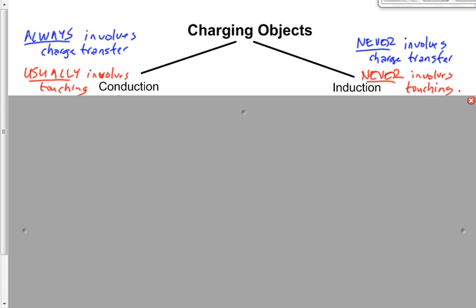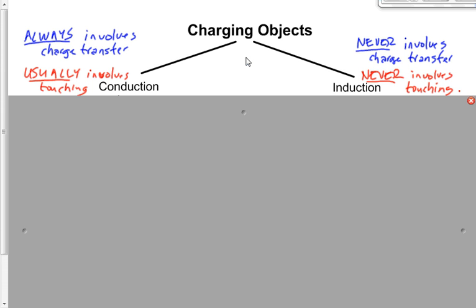So, if you've charged an object and the two objects touched each other, then it must have been conduction. If you've charged an object and there wasn't a charge transfer, then it must have been induction. If you've charged an object and they didn't touch each other, what do you know about that? Well, it could have been induction, but it could still have been conduction. We don't know for sure. It's inconclusive without further information.